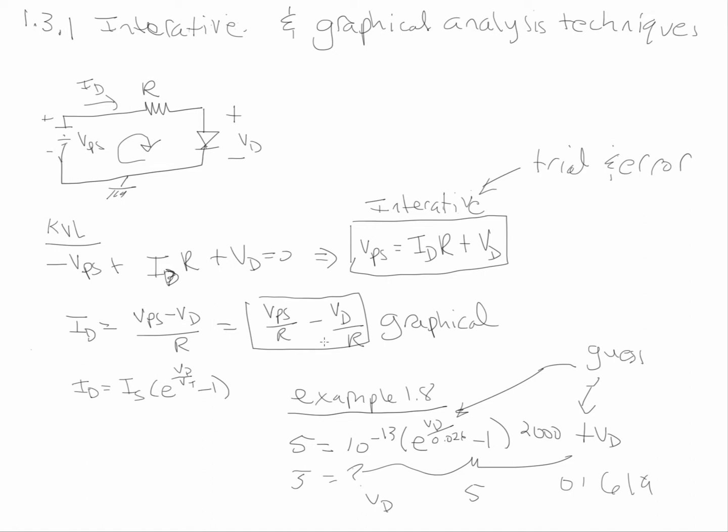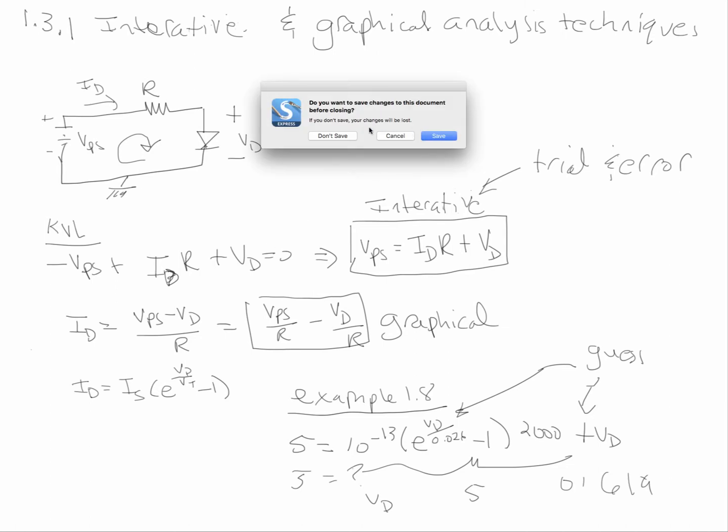And the graphical way is to use this equation. We'll say new line, our new thing. That equation, I'll rewrite it again, was ID equals V power supply over R minus VD over R. And then we have our other equation, which was ID equals IS times e to the VD over VT minus 1.